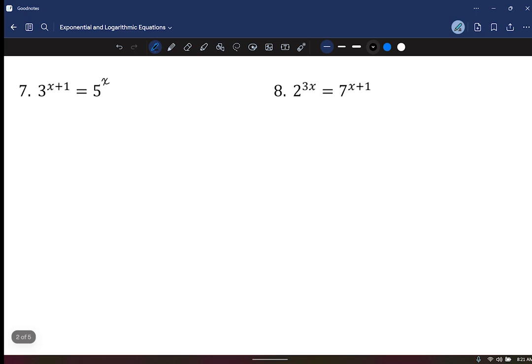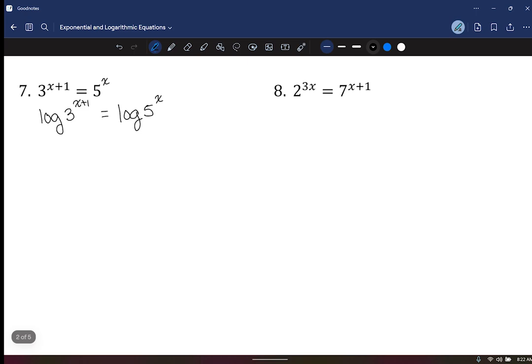So instead of doing that, I'm just simply going to log both sides. So we're just going to log with a base of 10. All right, we can choose whatever base we want to. We normally do the base of the exponent, but since we have two different ones, it's kind of impossible to do that. So we have log base 10 of 3 to the x plus 1, log base 10 of 5 to the x.